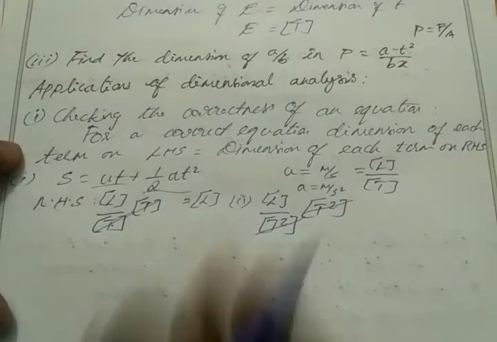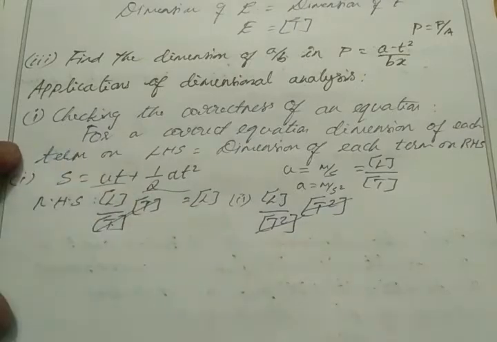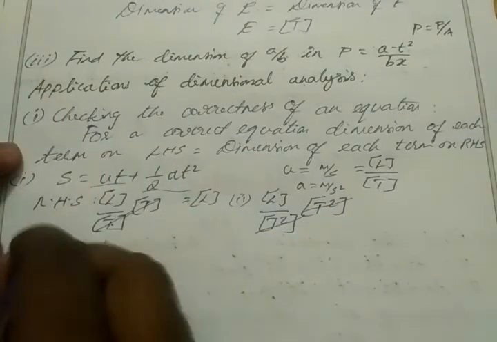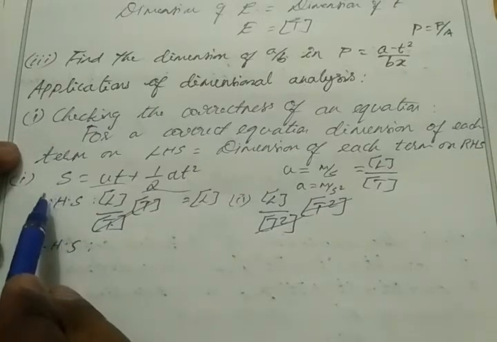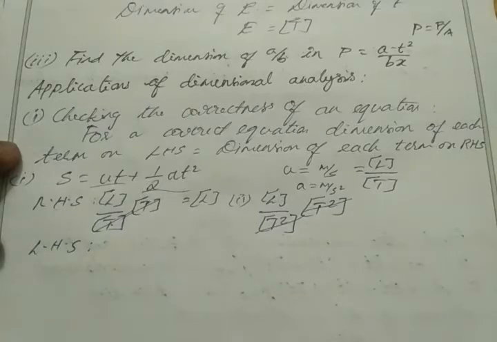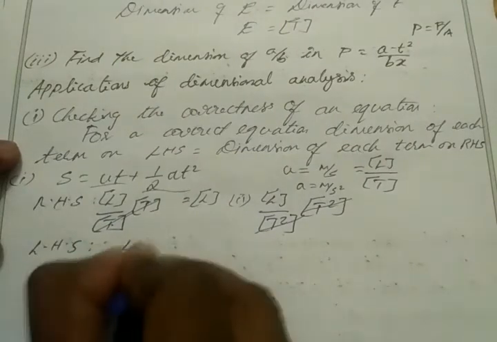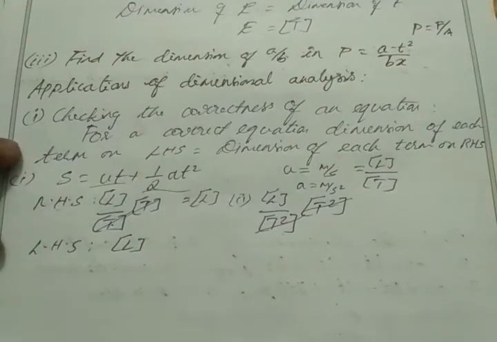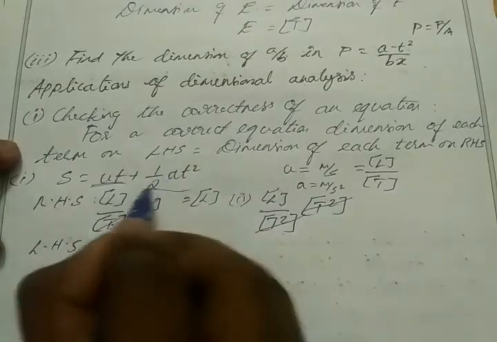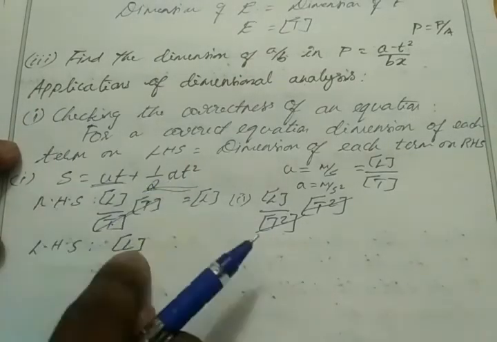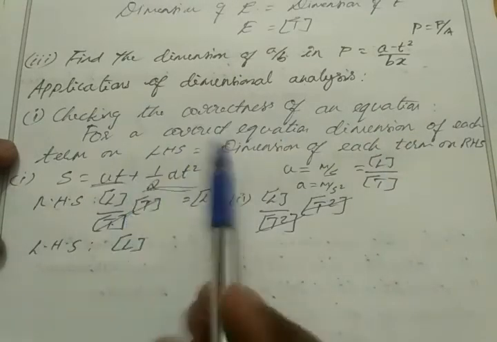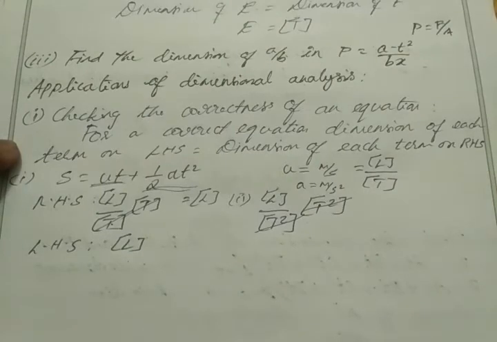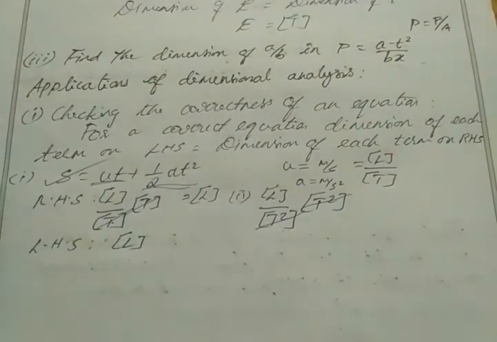So let's check whether the right side of the equation is equal to the left side or not. For the left side, I have displacement. Displacement is measured in meter. So for meter we use the term L. So this S has the dimensional formula of L. Now see, this term has L, this term also has L, and the left side of the equation also has L. So hence proved that the dimensional formula for the left hand side is equal to the dimensional formula for the right hand side. So with this I can prove that this equation is correct.